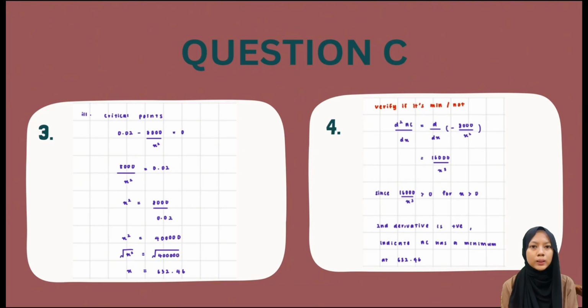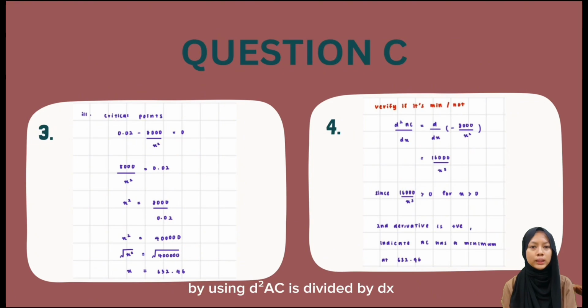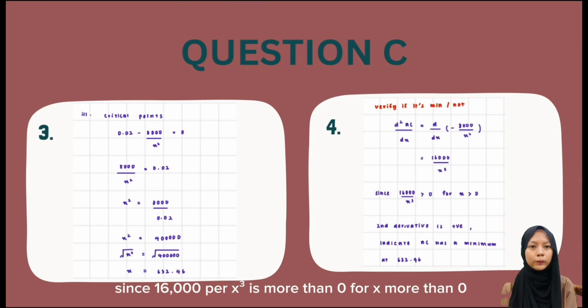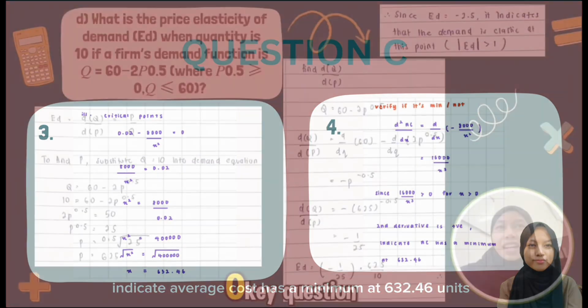632.46. So the last step is we need to verify if it's a minimum or not by using d²AC divided by dx². And we got 16,000 per x³. Since 16,000 per x³ is more than 0 for x more than 0, the second derivative is positive, indicating average cost has a minimum at 632.46 units. That's all.